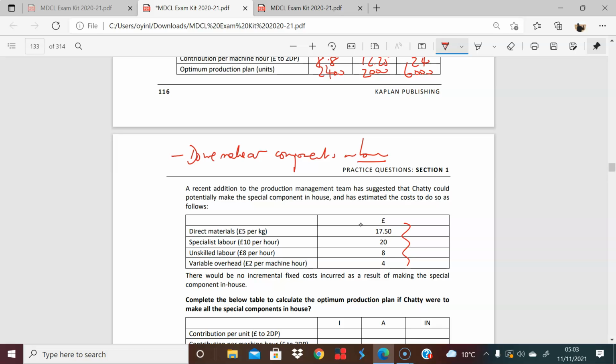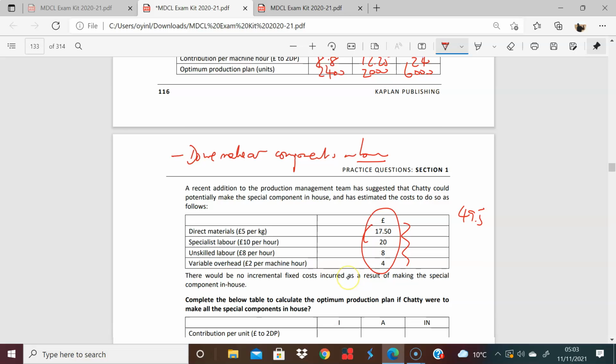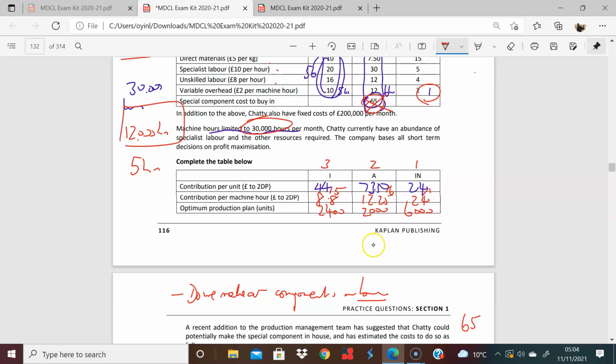So in a way, you could just think about it. If you make it in-house, what's the new cost? Well, the new cost of making it in-house is 17.5 plus 20 plus 8 plus 4, and that's 49.5. So in a way you are saving, because if you stop buying the component from outside, you are saving £15.50, right? So in effect, your contribution will change.